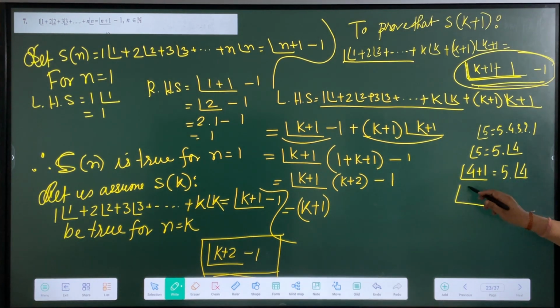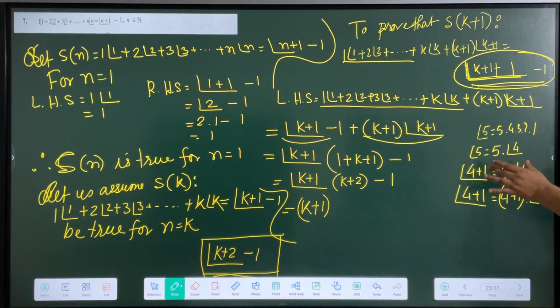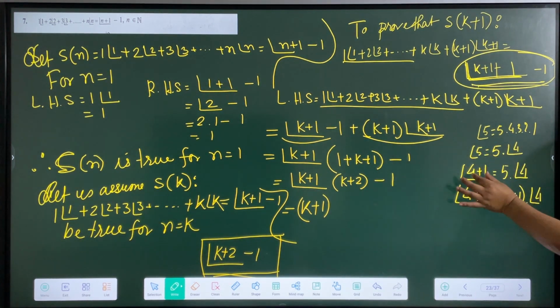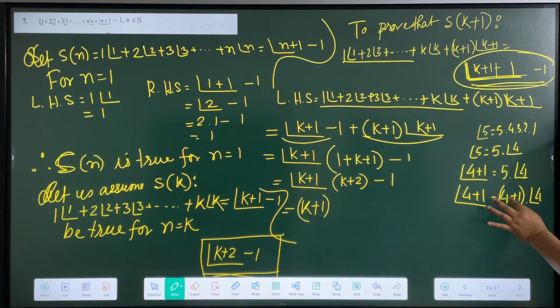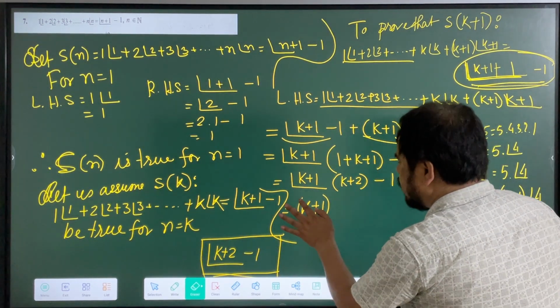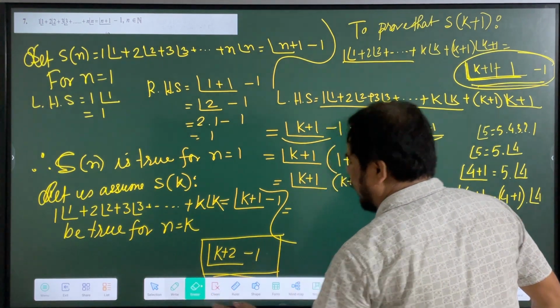Or let me write 4 plus 1 factorial 4. Same thing I have been writing again and again. 5, 4 plus 1, 5 is 5. Now next 5, 4 plus 1, factorial 4, as it is I have written. Now you may understand what I want to explain.